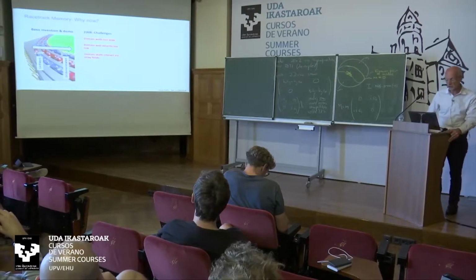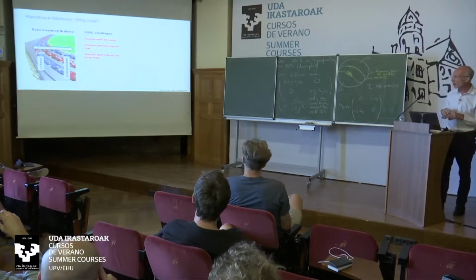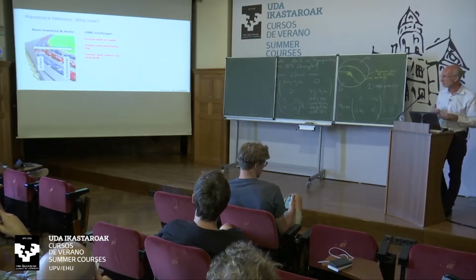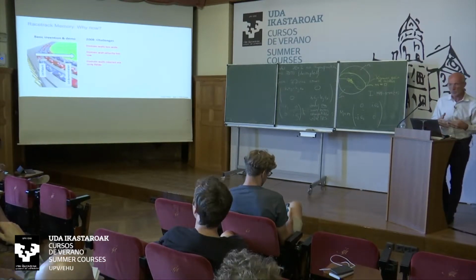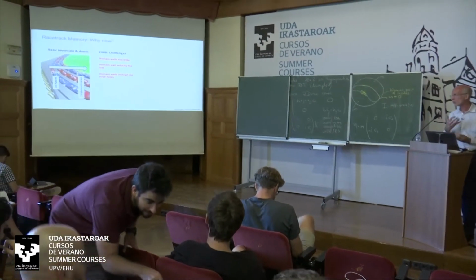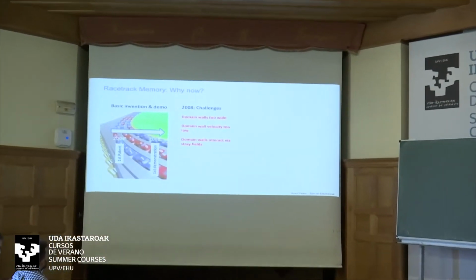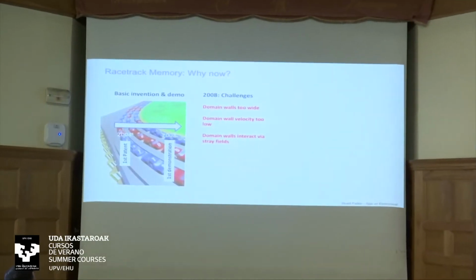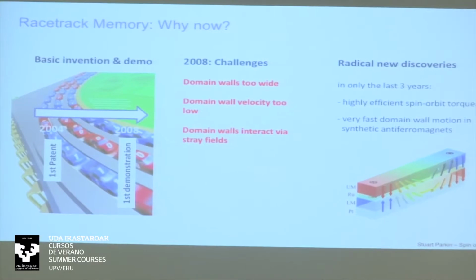So I want to talk about this. You might say, well, why racetrack now? It turns out, as I mentioned, I proposed it a decade ago and actually demonstrated it could work a decade ago. But at that time, the domain walls we were using were too wide and they moved at too low a velocity. Moreover, they would interact with each other via their stray fields. And this precluded using these as an interesting technology.